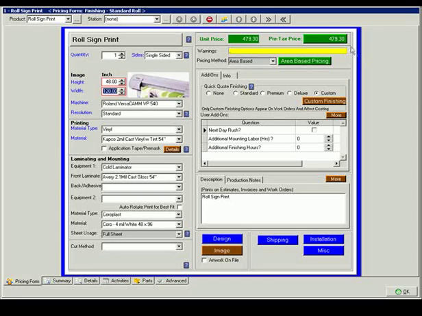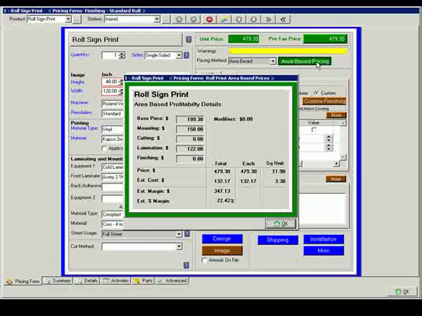We see here a total price of $479.30. If we click on the area-based price, this price is broken down into $199.30 for base. The mounting is $158. Laminate is $122. Below we see our estimated cost, estimated margin, and estimated percent margin.